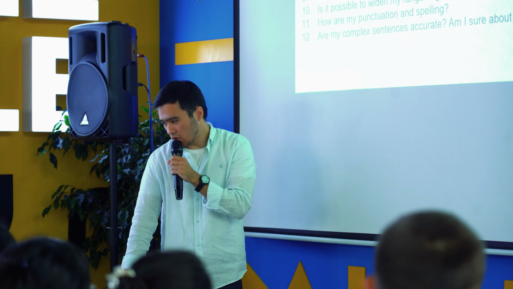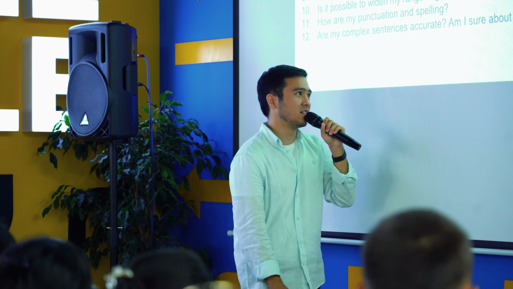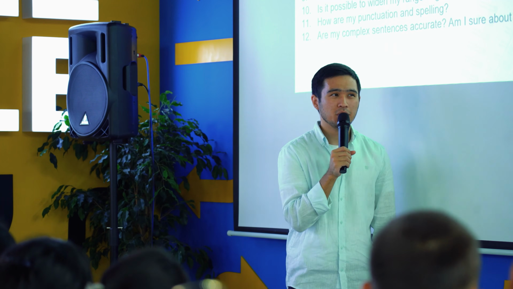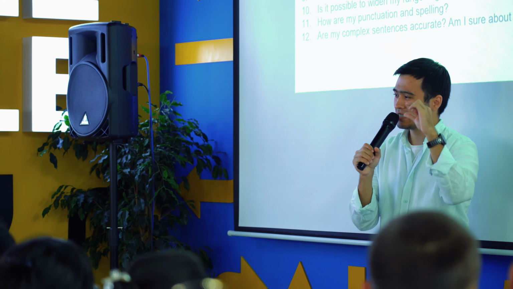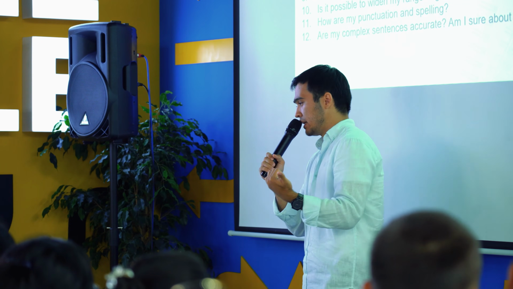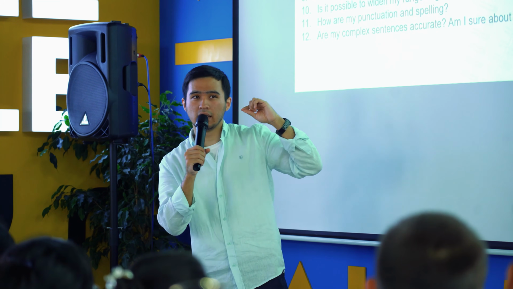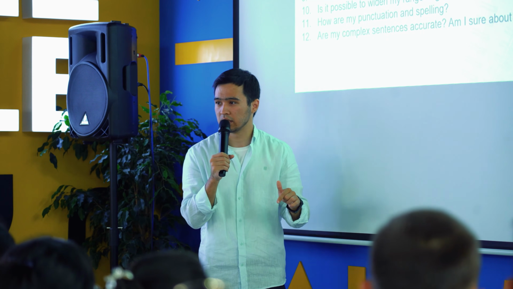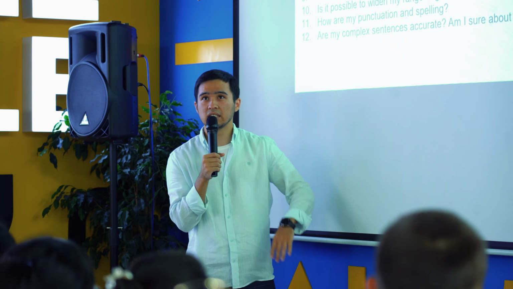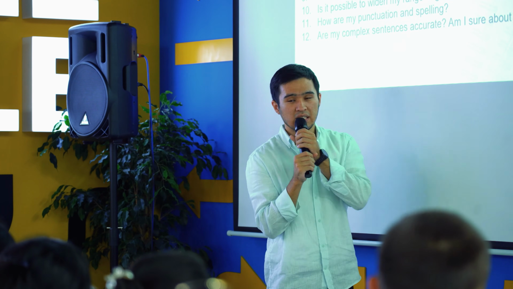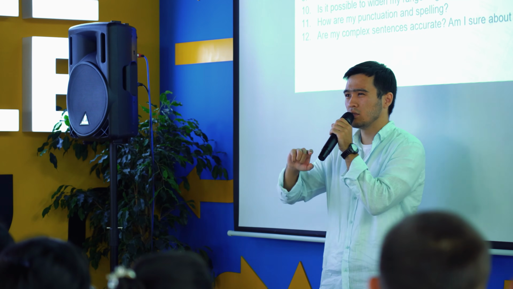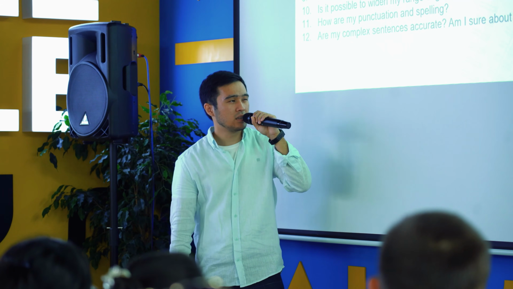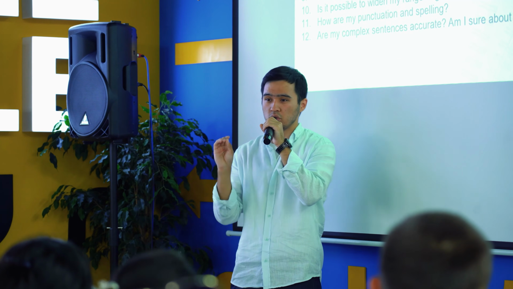12. Are my complex sentences accurate? Am I sure about it? Right? Second time, double check it. Why? The reason is, if I'm not mistaken, in that assessment criteria, band 6 says less accurate in producing complex sentences than in producing simple sentences. Okay? A candidate has more mistakes in complex sentences than he has in simple sentences. If I'm not mistaken, this was either 5 or 6. Low band score in grammar. Okay? So that's why we have to make sure to check those.